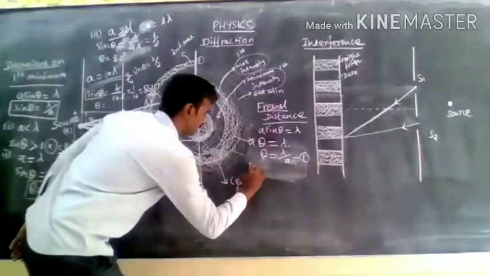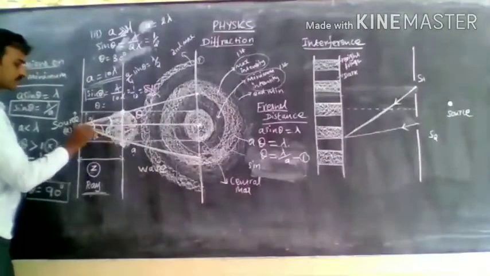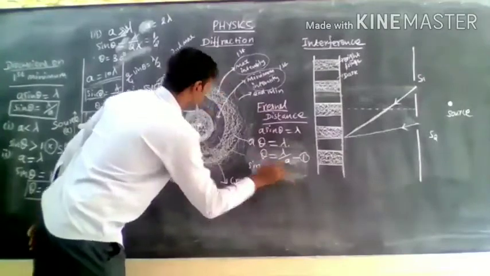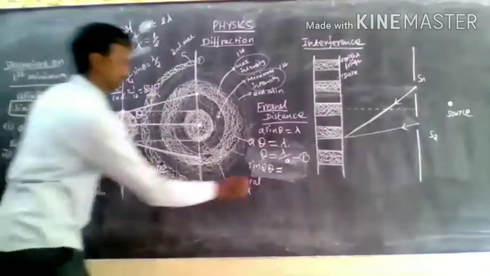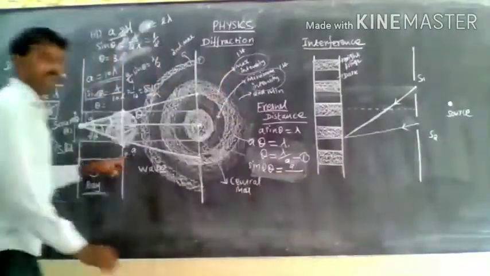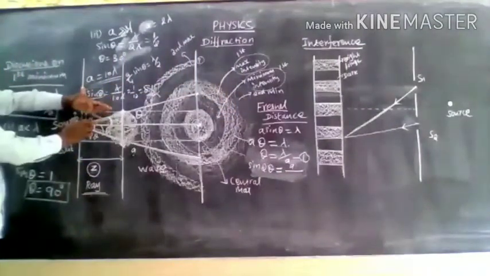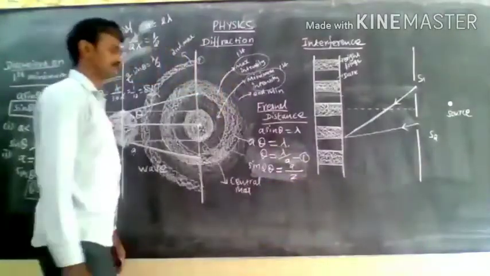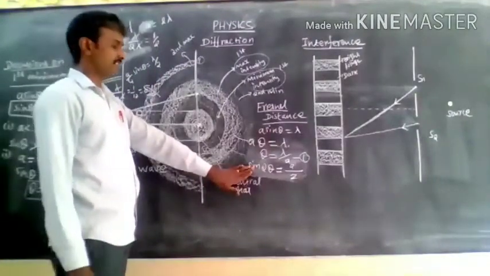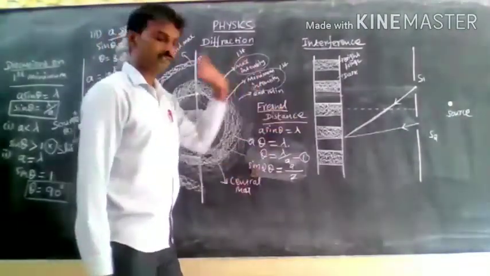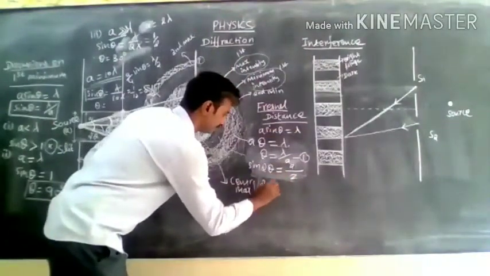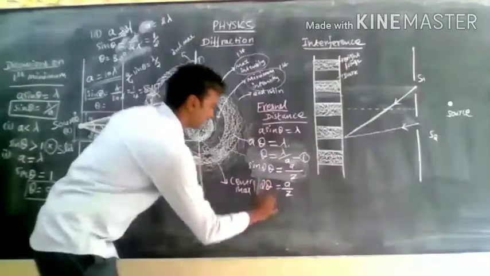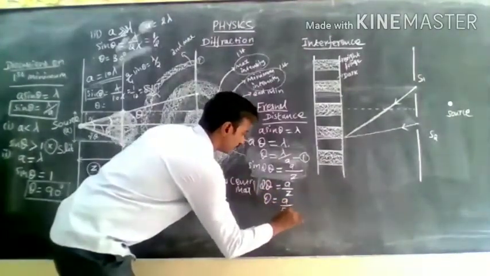Once again, the total angle is 2 theta. Therefore, sin 2 theta is equal to the opposite side, a, divided by the hypotenuse. For a small angle, the hypotenuse becomes equal to the adjacent side. Therefore, a by Z. Again, for a small angle, sin 2 theta is approximately equal to 2 theta. So 2 theta is equal to a by Z. From this equation, theta is equal to a by 2Z.